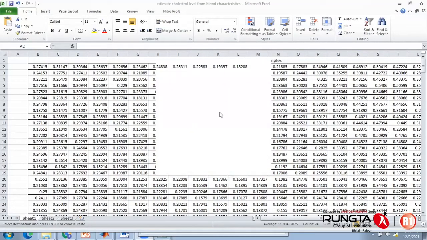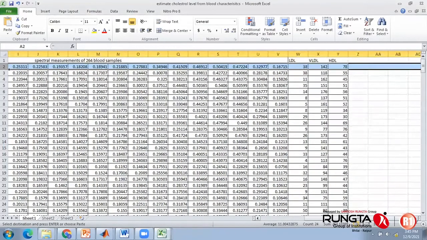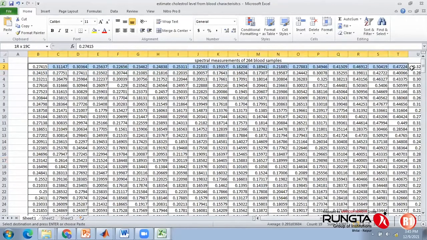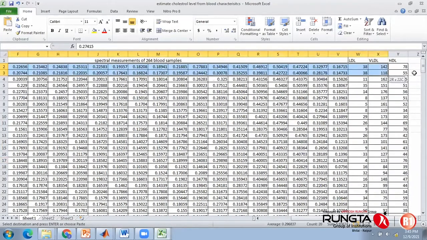So let's talk about this one. This is a spectral measurement of 264 blood samples, and the spectral measurement data must be on your screen, to predict the LDL, VLDL, and HDL from the blood sample. This is again a data set from a US repository of actual patients, a medical data set, so it is pretty sensitive. We would like to predict LDL, VLDL, HDL based on this many inputs. There are 21 input variables and 3 output variables.